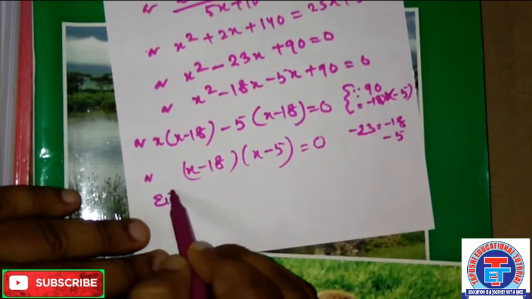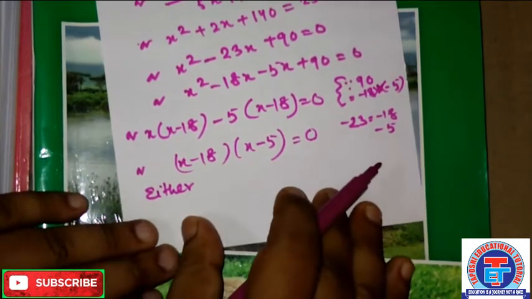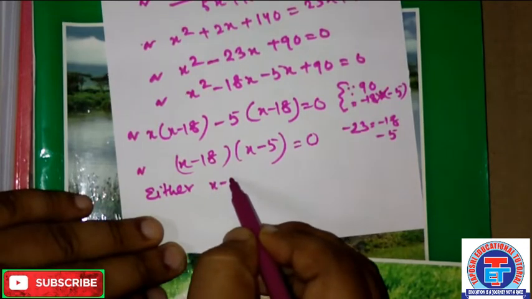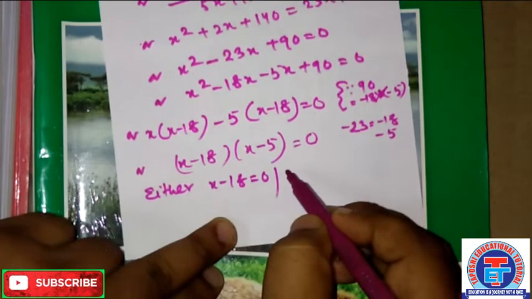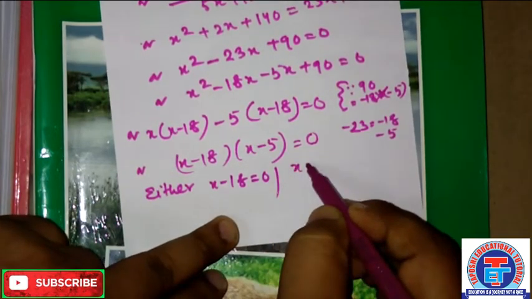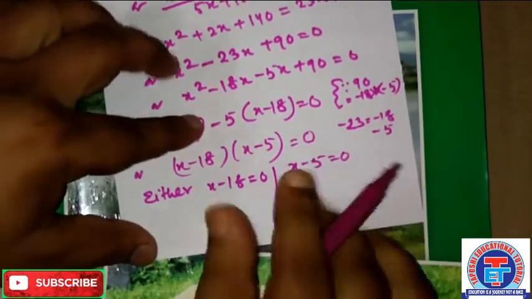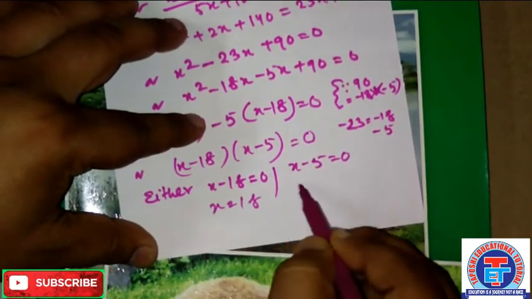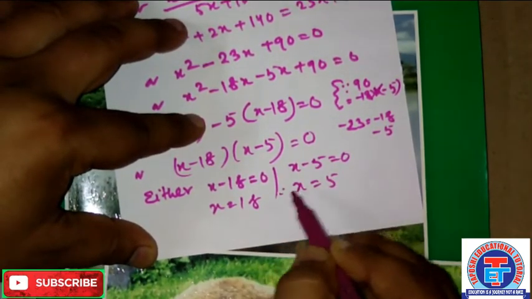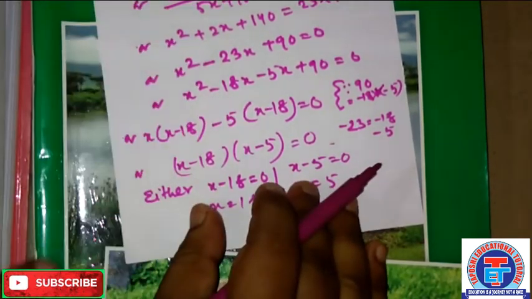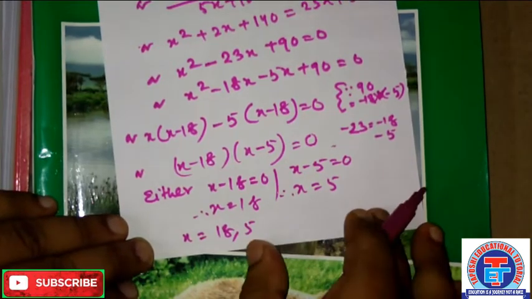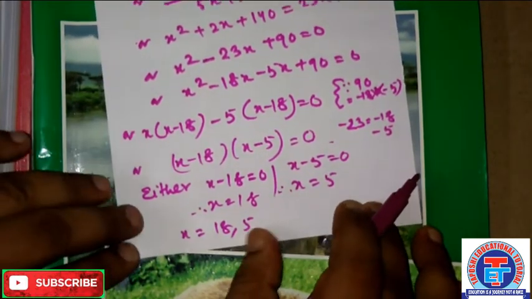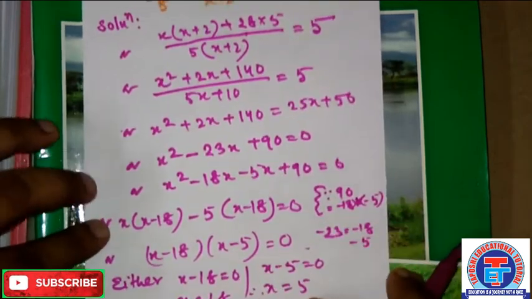Okay, so either we can write x minus 18 is equal to 0, or we can write x minus 5 is equal to 0. Therefore x is equal to 18 and x is equal to 5, right. So therefore x is equal to 18 and 5 is the solution of the quadratic equation. Hope you understand very well, right student.